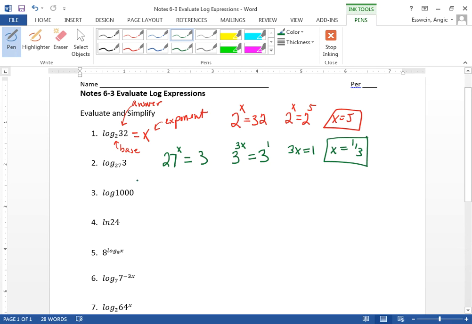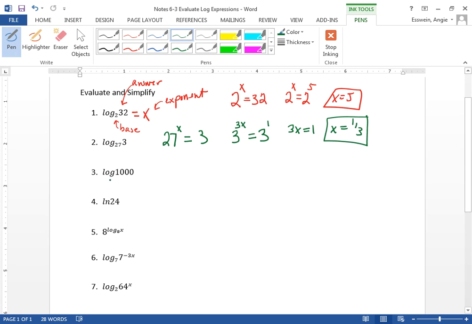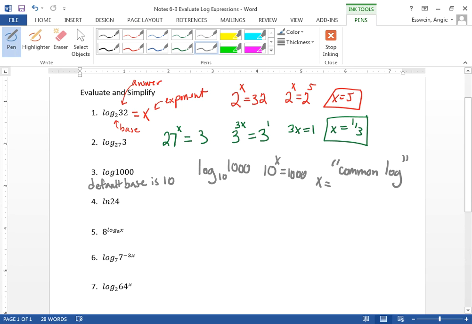So now let's talk about this log of 1,000. If you don't see any notation here, the default for the base is going to be 10. So the default base is 10, and that's called common log. So really what you mean is log base 10 of 1,000. There's an invisible 10 always, and that's the name for it: common log. So what's the answer? Whatever you have to raise 10 to get 1,000. How many zeros after the 1? There's 3 zeros, so you have to raise it to the third power. So 3 is the answer.